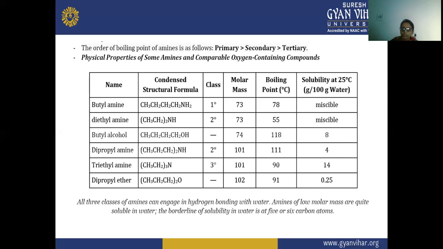Means the amines which have lower molecular masses are soluble in water, and the borderline of solubility in water is at 5 or 6 carbon atoms. Means here that the amines that are soluble in water have 5 or 6 carbon atoms in them.